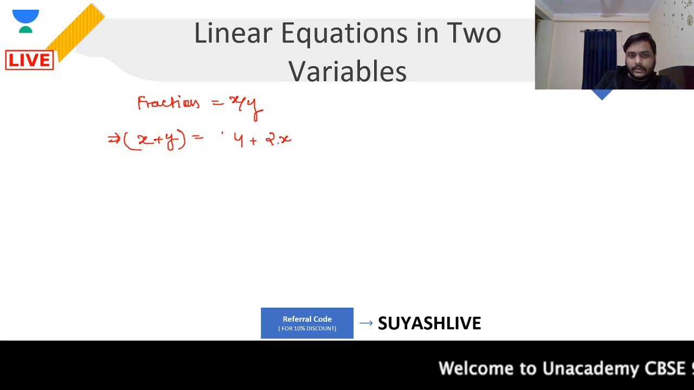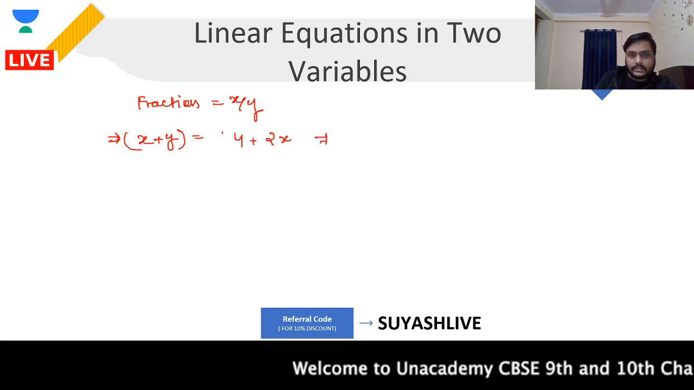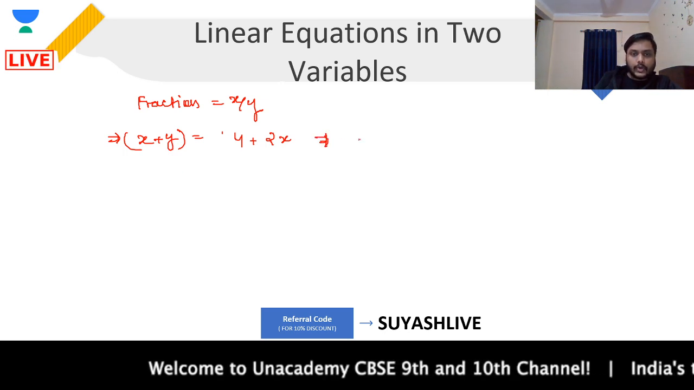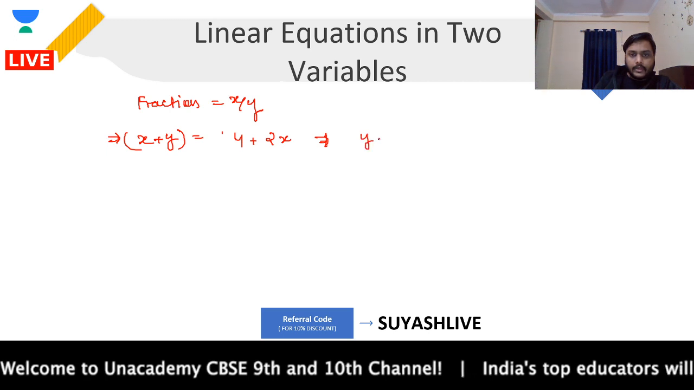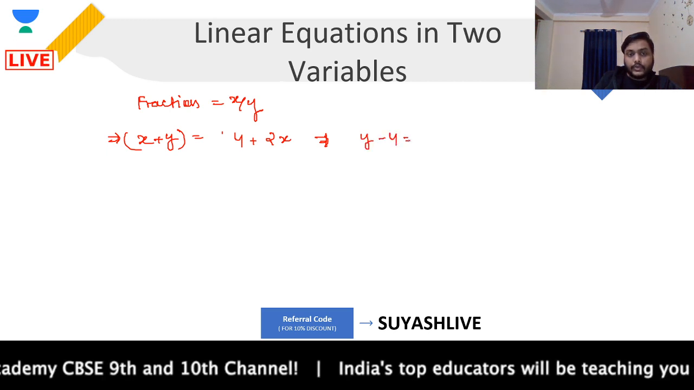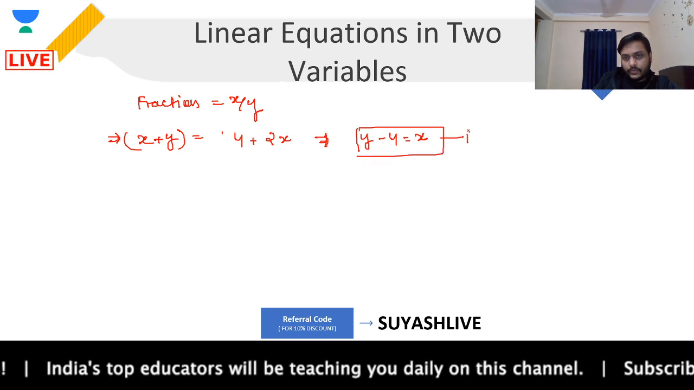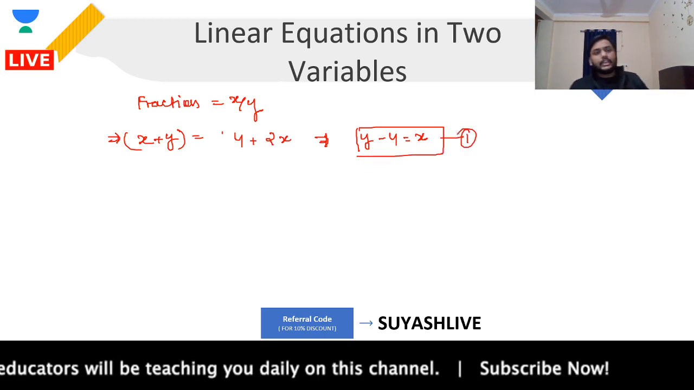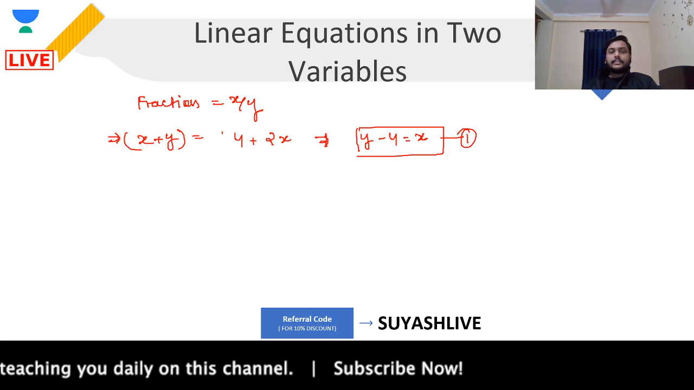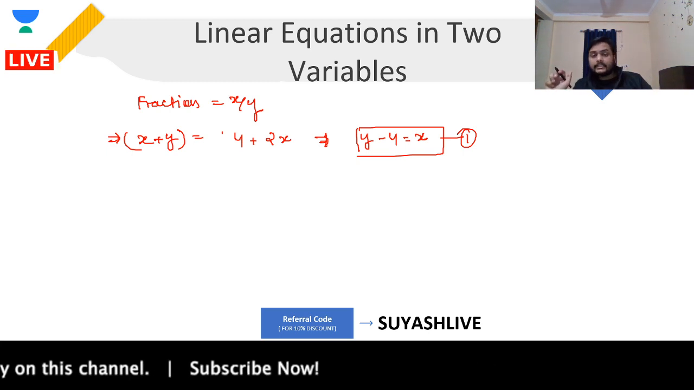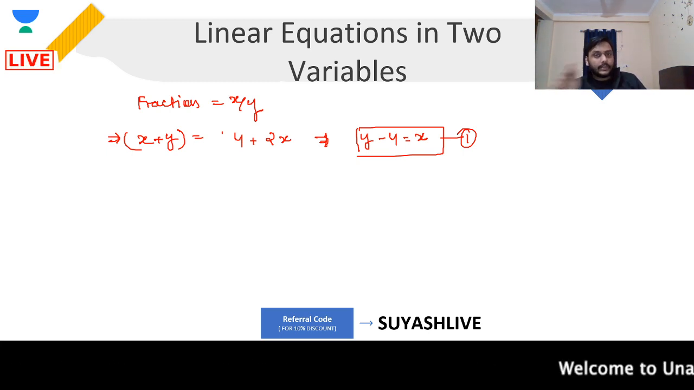From here I can find out at least one thing. Let's say I take out x in terms of y, so I will be having y minus 4 is equal to 2x minus x, that is x. So this is what you got from here, and this is your very first equation. Okay, you are having y minus 4 is equal to 2x minus x, that is y minus 4 is equal to x. This is one thing.